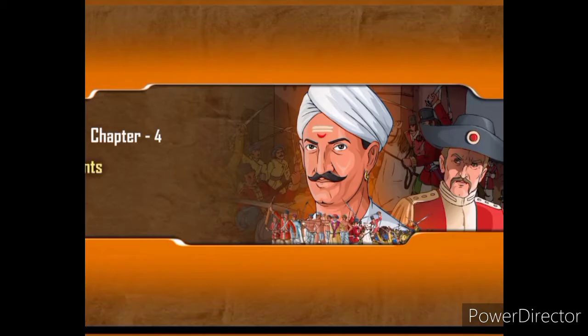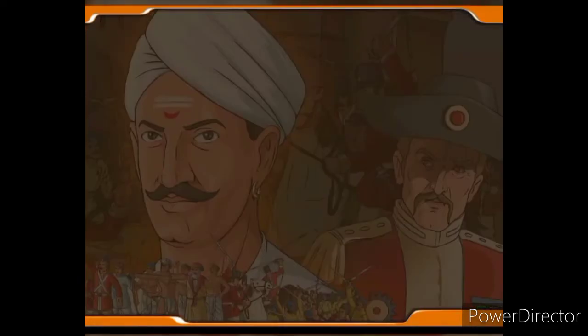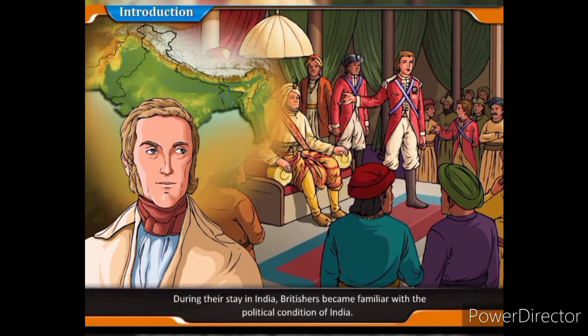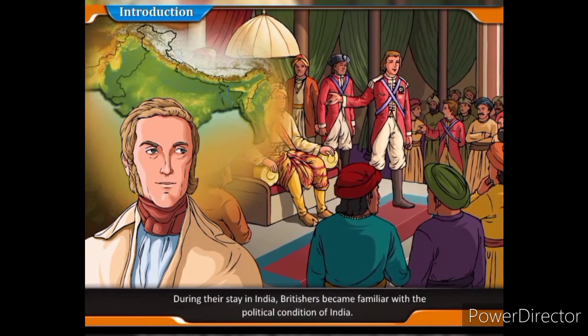Chapter 4: National Movements in India. Introduction. During their stay in India, Britishers became familiar with the political condition of India.